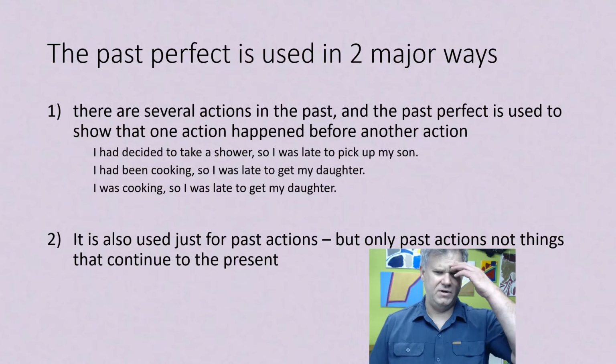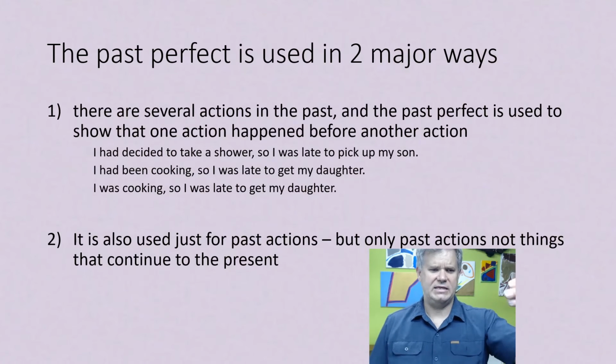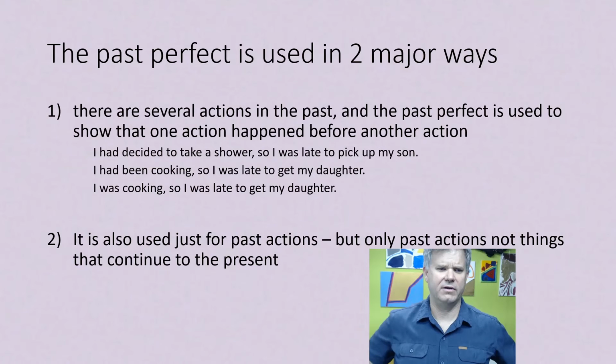Wait. What do we got here? I had decided is what tense? Past perfect. I had been cooking, past perfect progressive. I was cooking, past progressive. Oh boy. Very interesting.